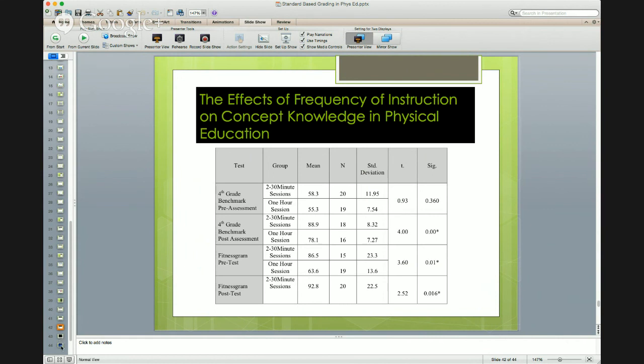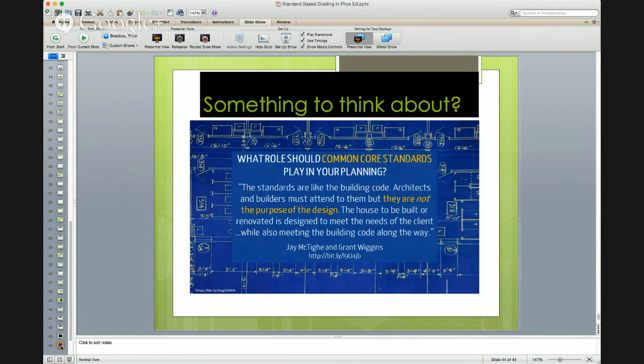So kind of cool. The last thing I'm going to leave you with, and I found this, is a very simple one. It's based on Common Core, and I think it matches what we do with standard-based learning. It says the standards are like the building code. The architects and the builders must pay attention to them, but they are not the purpose of the design. The house that needs to be built or renovated is designed to meet the needs of the client, while also meeting the building code along the way. So you can approach standard-based grading in many different ways, but as long as you're meeting the standard at the end, that's always the end. So that's where I leave you.